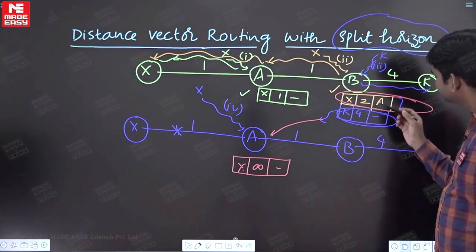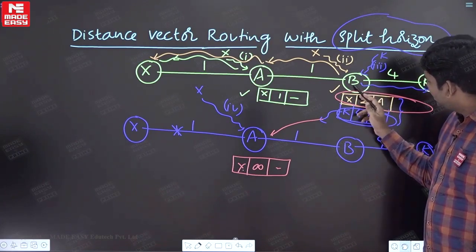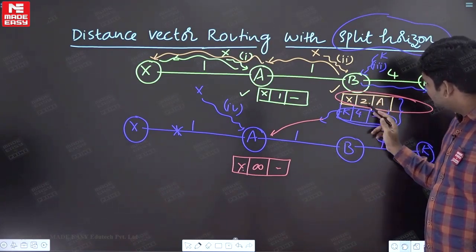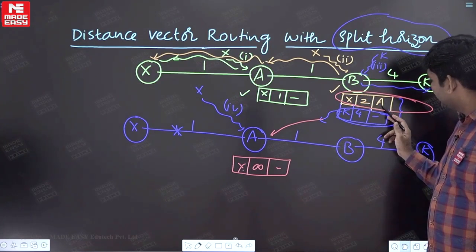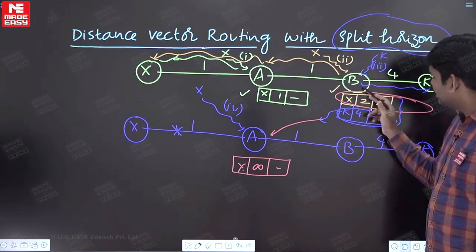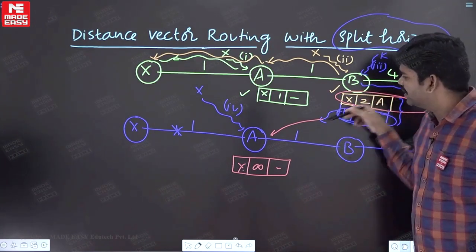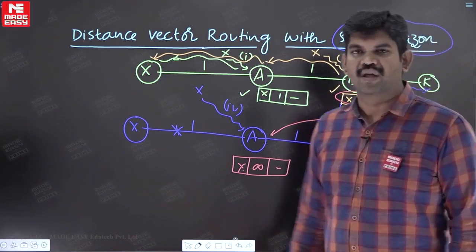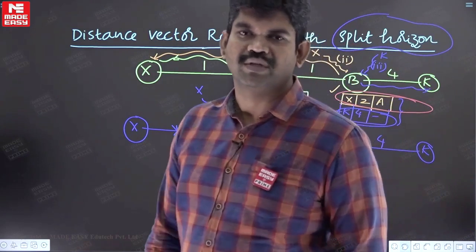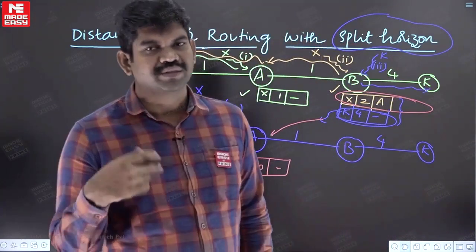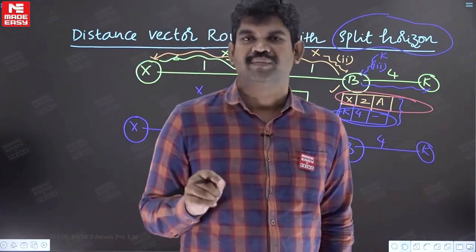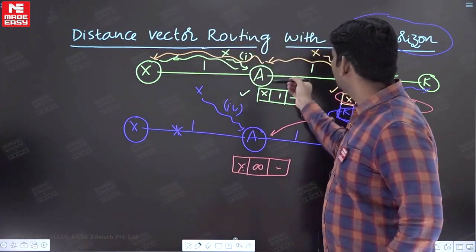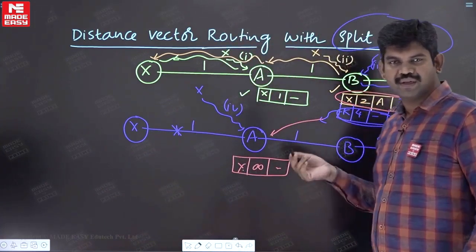Once again, B has learned about X as 2 with the help of A previously. Then when you learn from A, how can you send it back again to A? That should not happen. That is split horizon. What is the definition of split horizon? It means don't send the route information back to the node which you have learned it from. So that is what is happening.